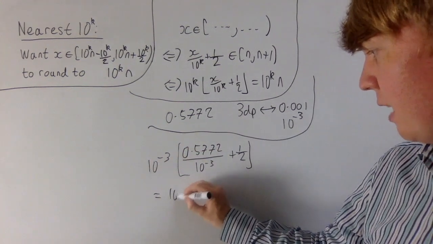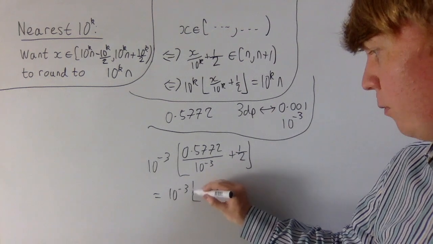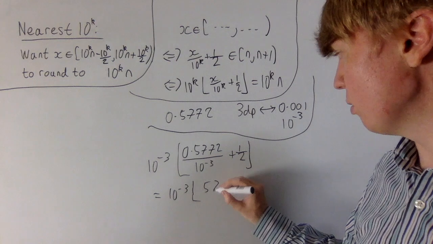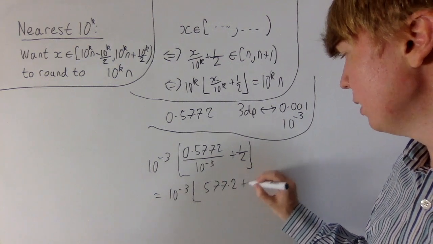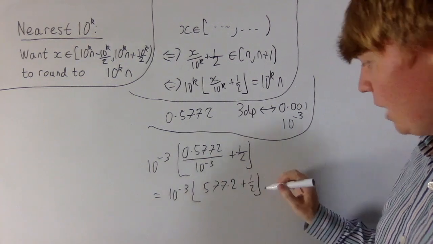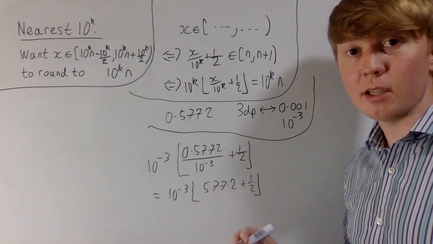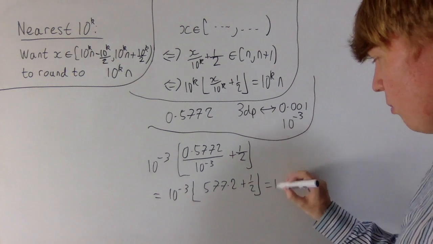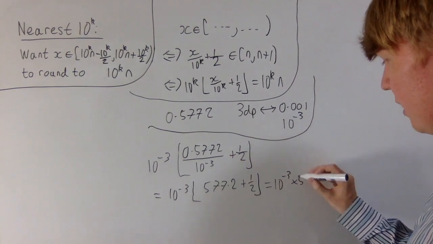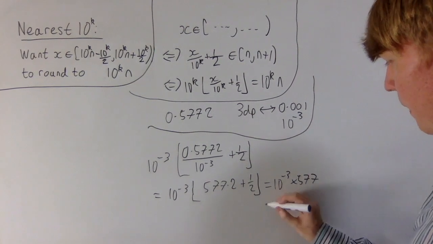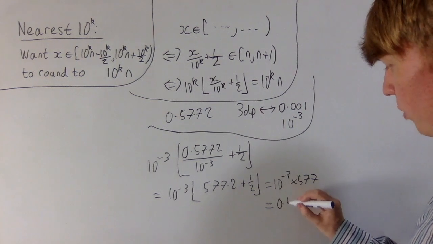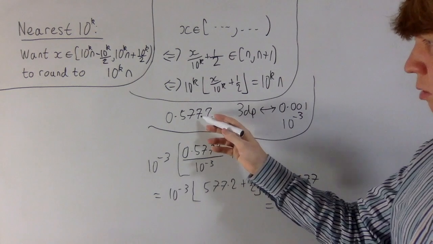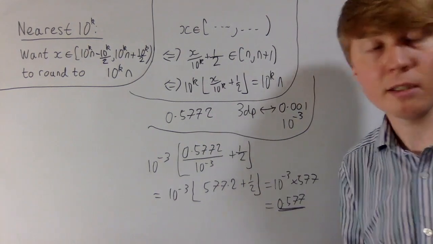So what do we get in the end? 10 to the minus 3 multiplied by the floor function of, when we divide by 10 to the minus 3, this turns this into 577.2 plus a half. So when we add a half to this, we get 577.7. When we take the floor function, we still get 577. So we get 10 to the minus 3 times 577, which gives us our final answer there, 0.577, which is indeed what we would want when we round this to 3 decimal places.